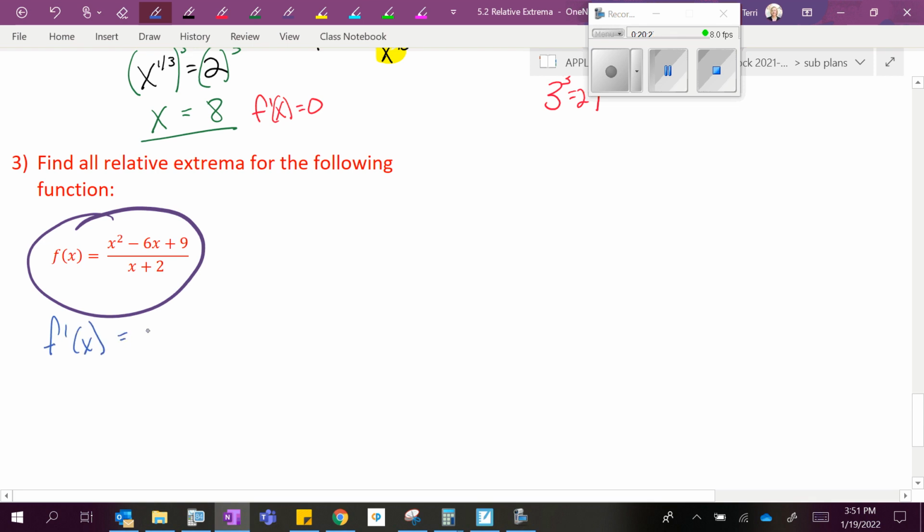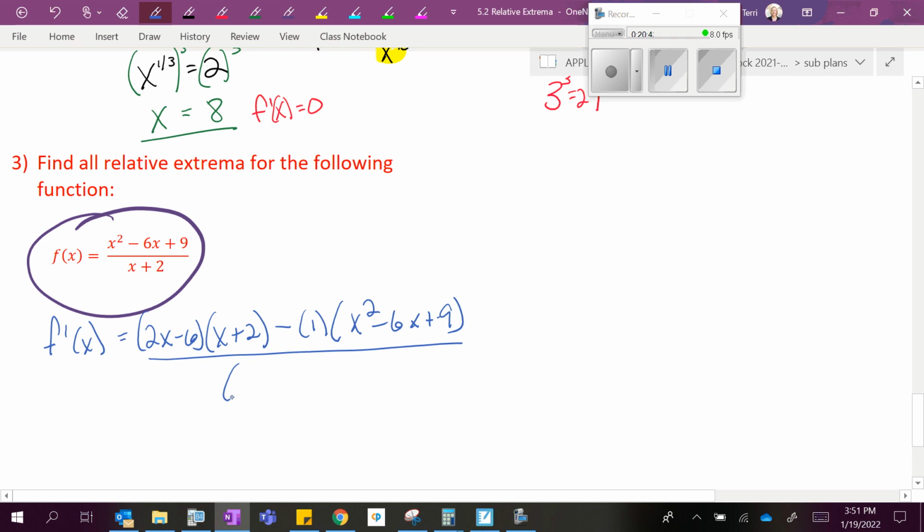So derivative of the top times the bottom minus derivative of the bottom times the top, all over the bottom squared.